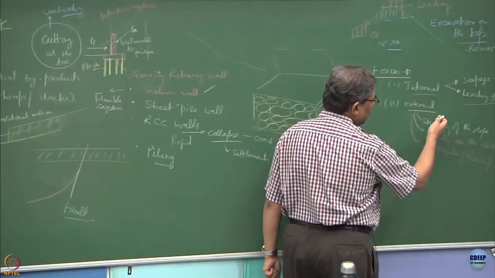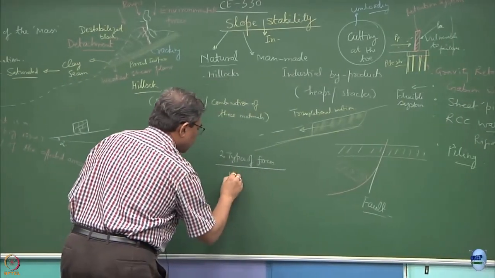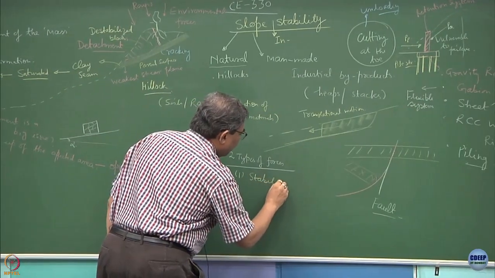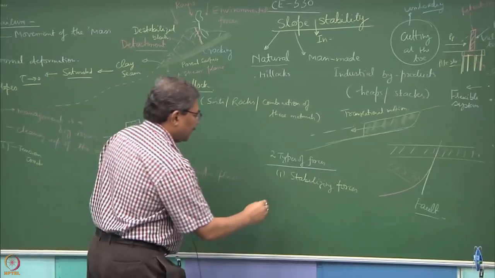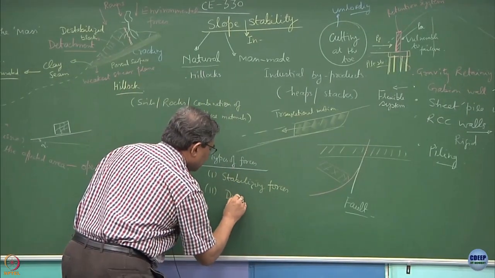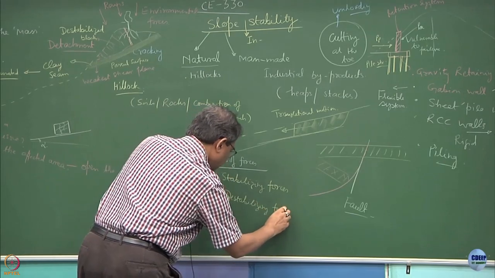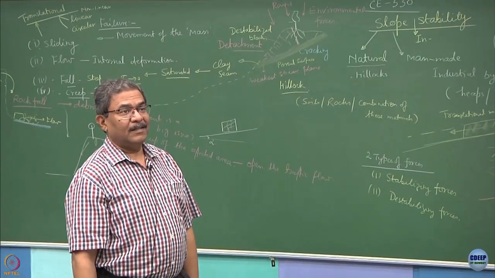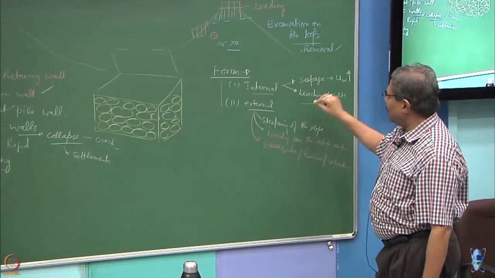External forces are the ones which are causing destabilization. So, let us talk about the internal forces which stabilize the system. All right. Number two, the ones which are external. External forces destabilize the system. What are the stabilizing forces? Internal forces? Shear strength. Yes, because shear strength is the one which gets affected because of seepage, leaching of salts.